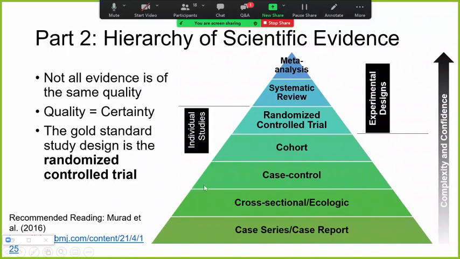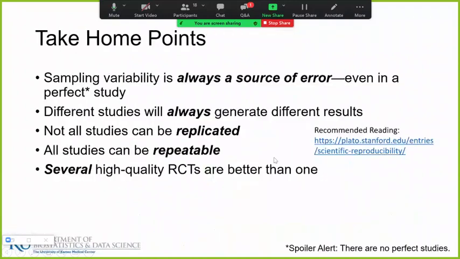If you're interested in reading more about this ahead of time, you're welcome to take a look at this article from 2016 about this pyramid structure for the hierarchy or quality of scientific evidence, and how it's a little bit misleading to just draw a line and assume that all cohort studies are inferior to all randomized controlled trials, because that's not always the case. A really good cohort study could produce higher quality evidence than a lower quality randomized controlled trial.